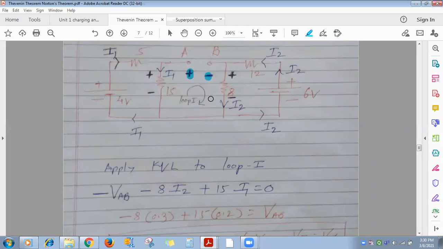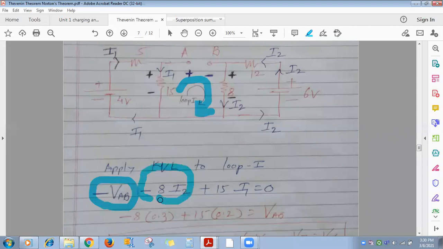So in this inner loop, now you can apply KVL. For VAB, we are moving higher to lower, so it is minus. For this also higher to lower, that's why again it is minus. And across 15 ohm, lower to higher, so it is plus. KVL equation, got it?